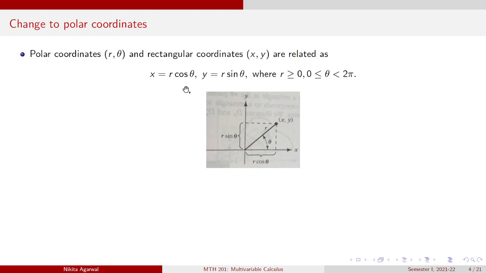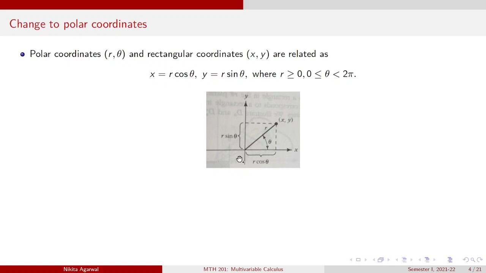So how are these r and theta obtained? So if you look at this picture, this is in rectangular coordinates, right? X-axis, y-axis. So if I have a point xy in the rectangular coordinates, then r is nothing but the distance of that point from the origin. Okay. And what is theta? Theta is the angle that this line joining origin and xy makes with the positive x-axis.